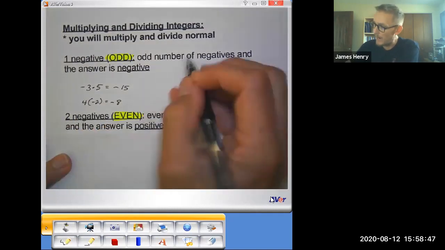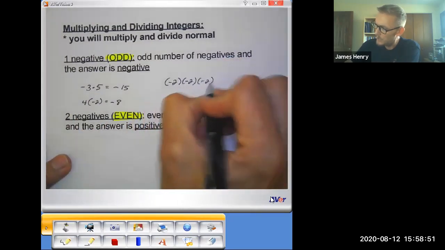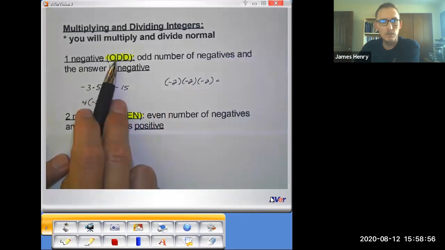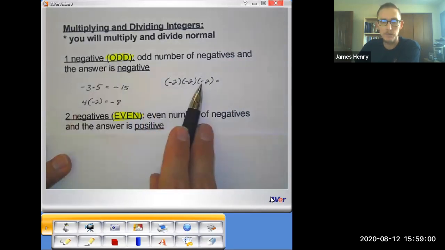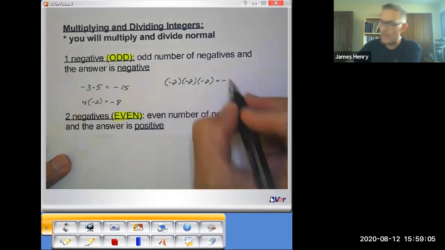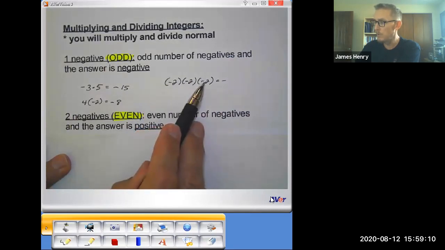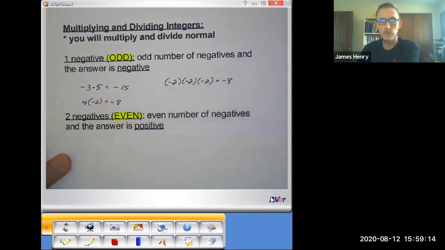Well, what happens if I have negative 2 times negative 2 times negative 2? Well, here's an example of the odd that wasn't just 1 negative. This problem has 1, 2, 3 negatives. Well, 3 negatives means the answer is going to have to be negative. And then I multiply 2 times 2, which is 4, times 2, which is 8. Be very careful. Keep track of the negative signs, and then just multiply.